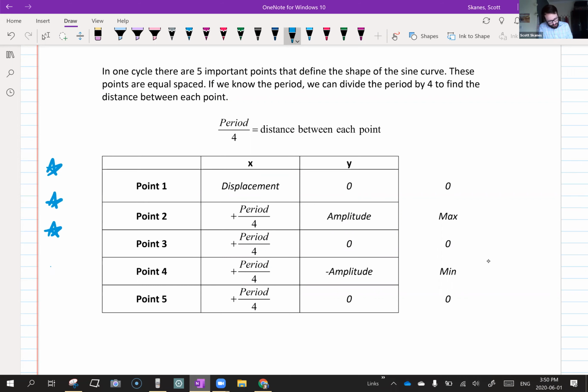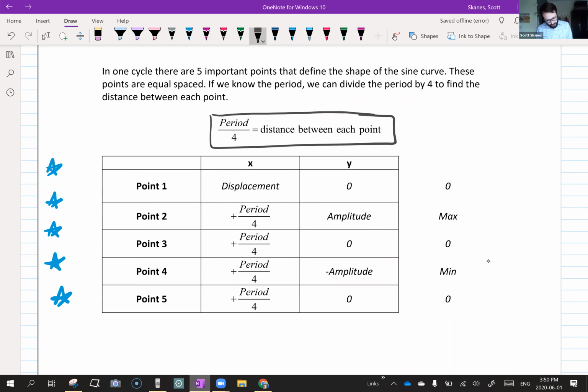Okay, so I'm going to put a bunch of stars on it because it's the most important part of this whole topic. I'm going to make a note of the table. That'll tell us what our x and y values are, what our coordinates are that we'll make our graph from. And we need to know that if we take our period and divide it by 4, it will give us the distance between each point. So let me rewind, okay?